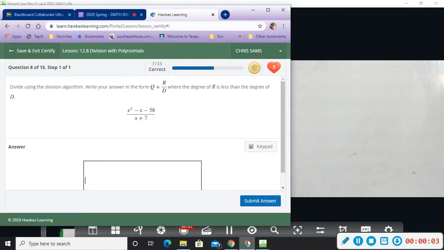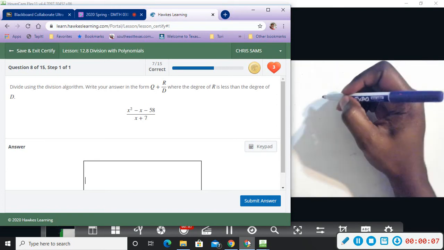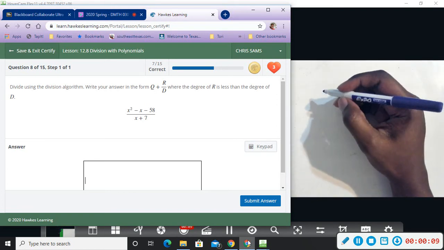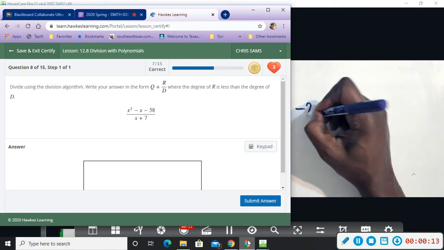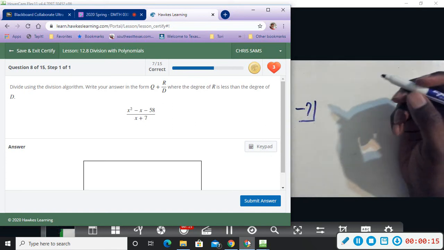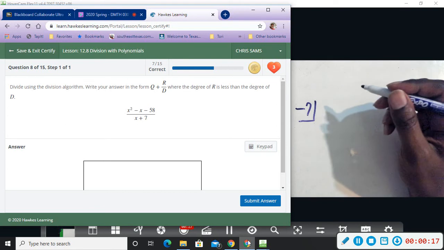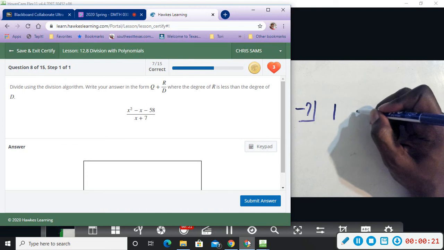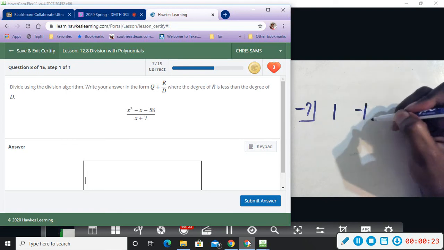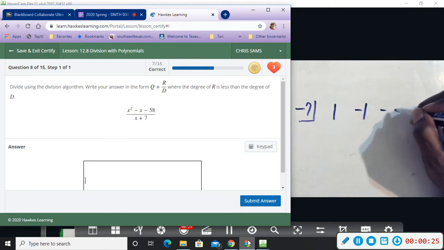Alright, number 8, we're going to do this one with synthetic. So we're going to take the opposite of our bottom number, so it's a positive 7, we're going to use a negative 7. It's going to be your box number. And then the coefficients of the numerator would be a positive 1 on the x squared, a negative 1 for the x, and then a negative 58.